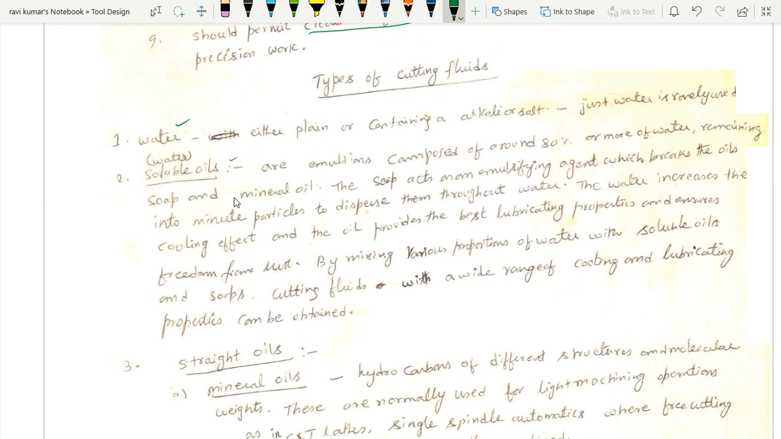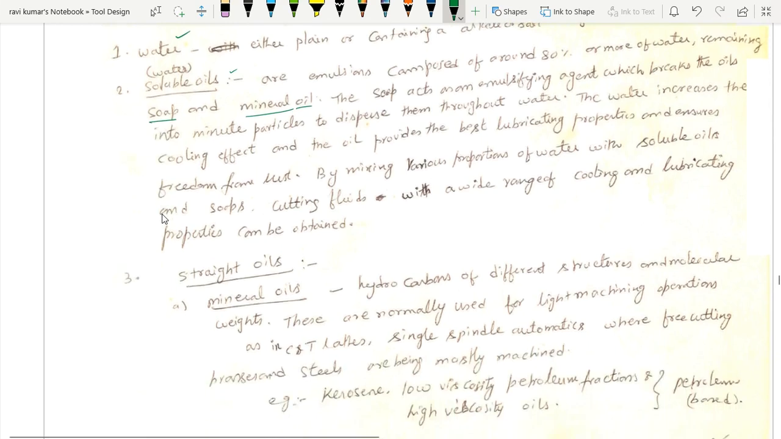Instead, water soluble oils are used. What are these water soluble oils? I have these emulsions of this mineral oil mixed up with soap. So mineral oil cannot mix with water. So what I can do is I can add up some soap. So this breaks this mineral oil into fine particles, and they are able to perform the cooling action as well as lubricating action. So that is nothing but this water soluble oils.